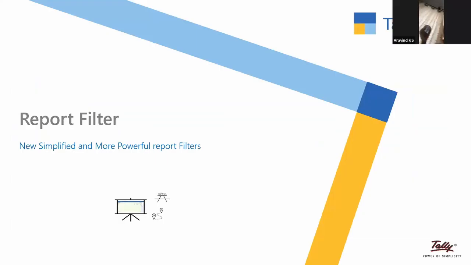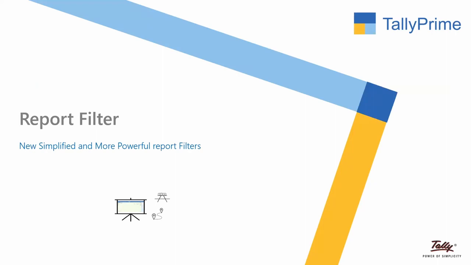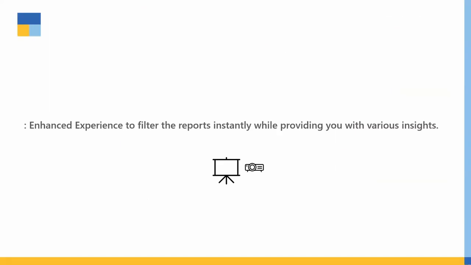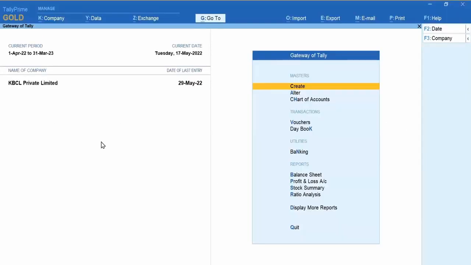Now, this is again a beautiful feature added by Tally 3.0. The filter option has been more simplified. We do not need to do things manually again in 3.0. This will be definitely useful in GST reconciliations also, and in tax audit also. Now, how does this feature work? It gives an enhanced experience to filter the report instantly by providing you with various insights. I'll give you certain examples of how this feature works.